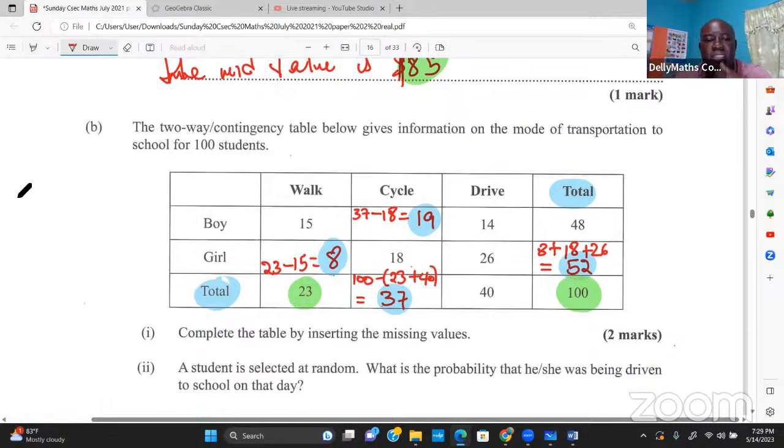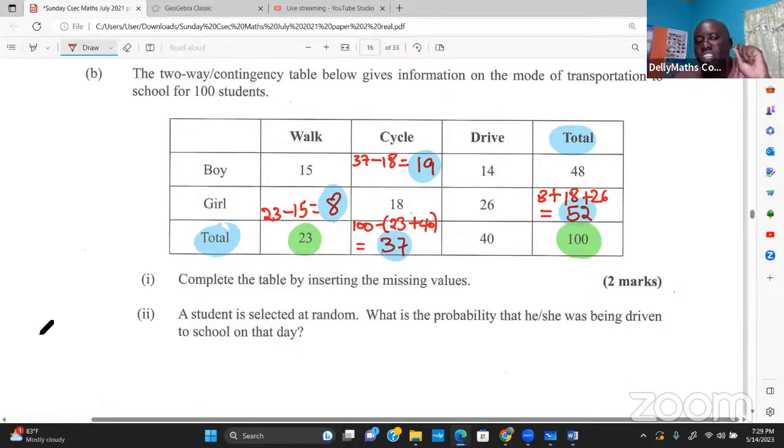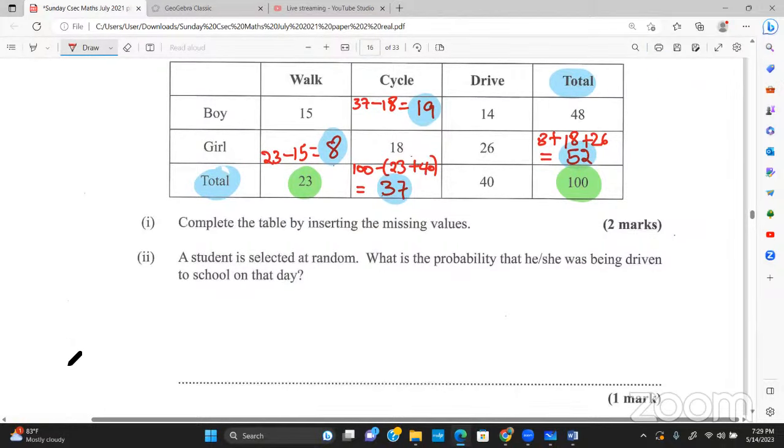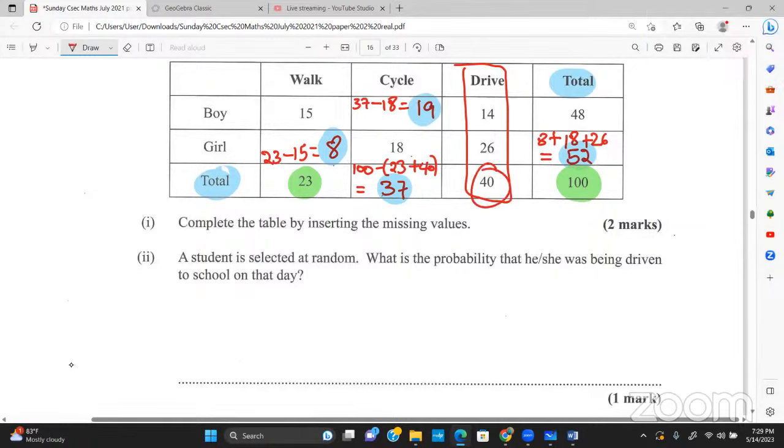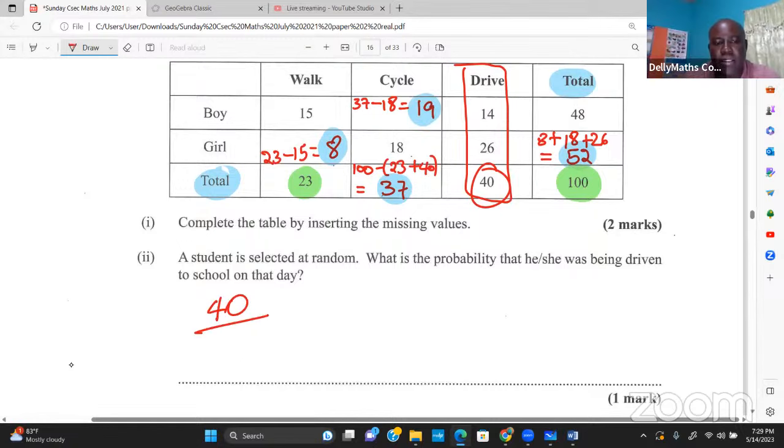So we want to see what else it is that they want. It says a student is selected at random. What is the probability that he or she was being driven to school? Remember what we said, probability reference? 100, sir. Let me read it again. What is the probability that he or she was being driven to school? Exactly. So you go into the driving section. What's the total? 40. So 40 out of how many persons? 100. All right, so that is an acceptable answer.